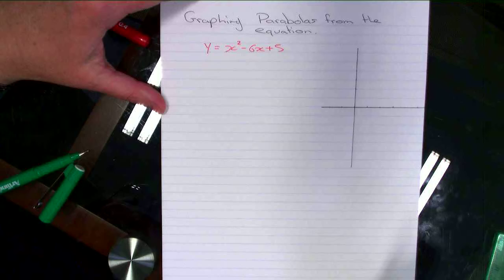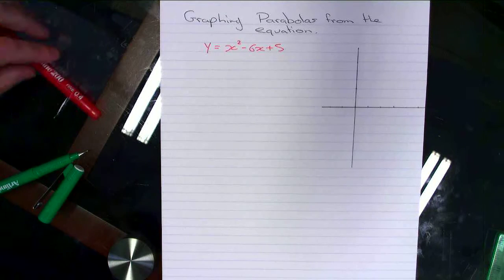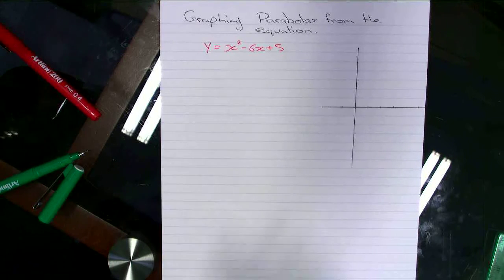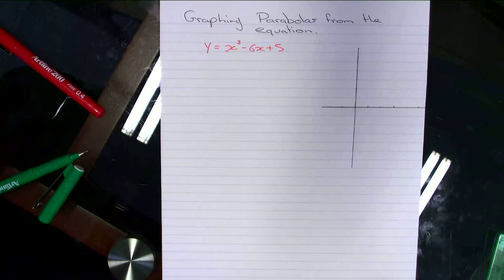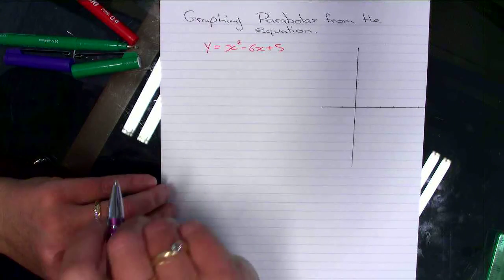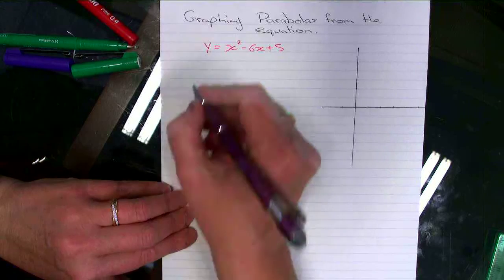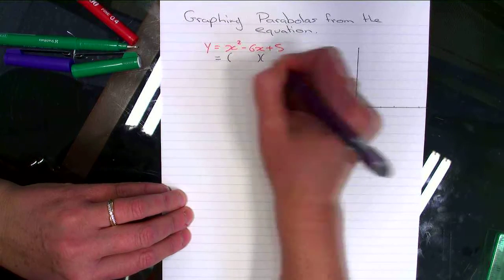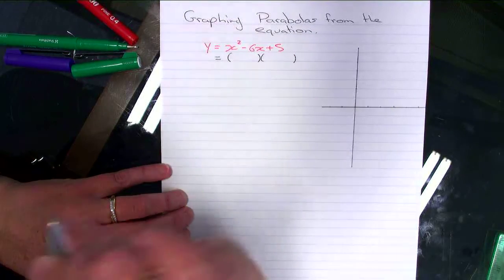Okay, so in this video I'm going to show you how to graph parabolas from the equation. The equation holds all the information we need to do a pretty reasonable sketch of our parabola. So let's first start by factorising this, and that will start to give us the things that we need. We've done this about 50 times.